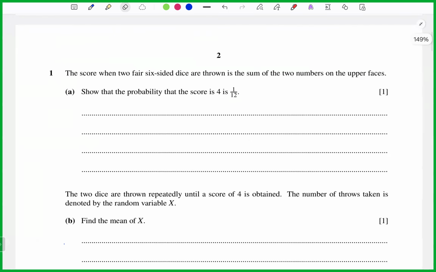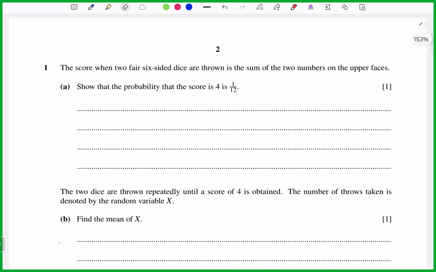Okay, question 1. The score when two fair six-sided dice are thrown is the sum of the two numbers on the upper faces. Show that the probability that the score is 4 is 1 over 12.